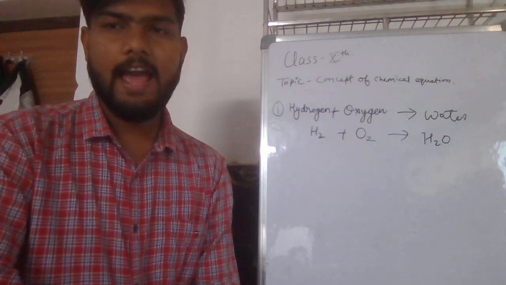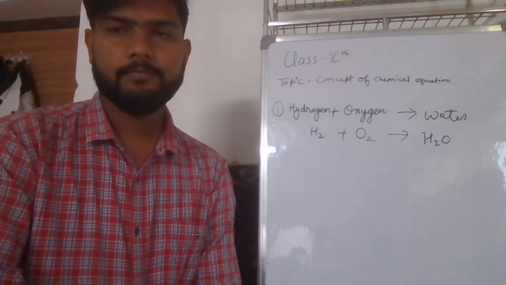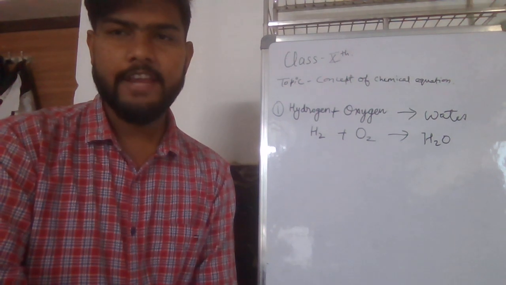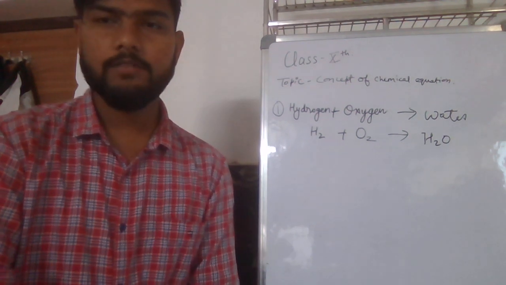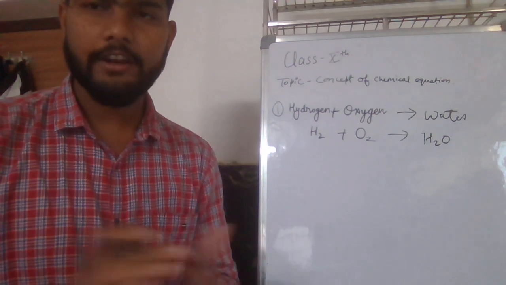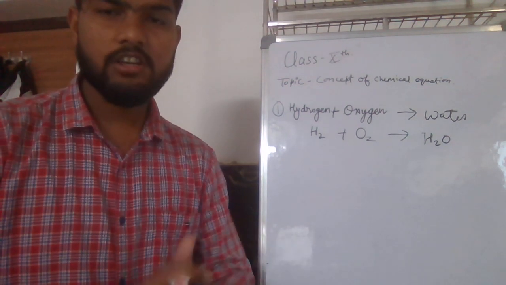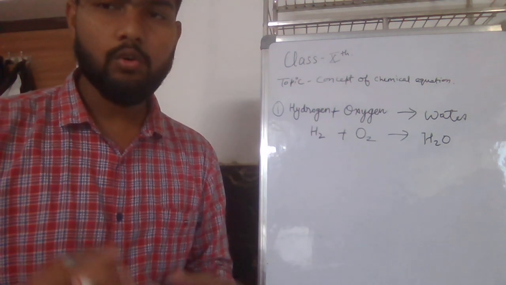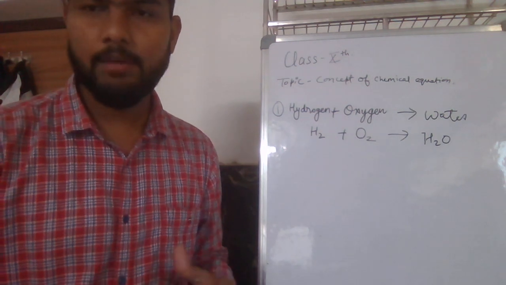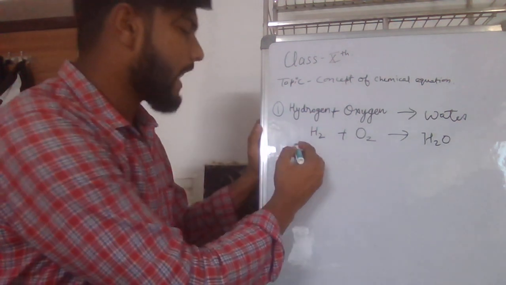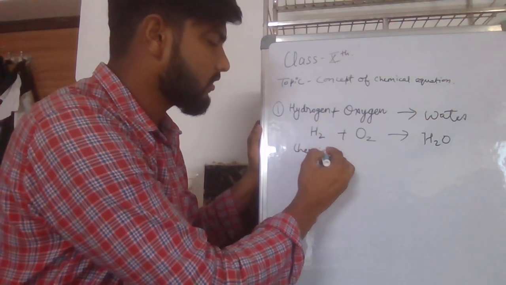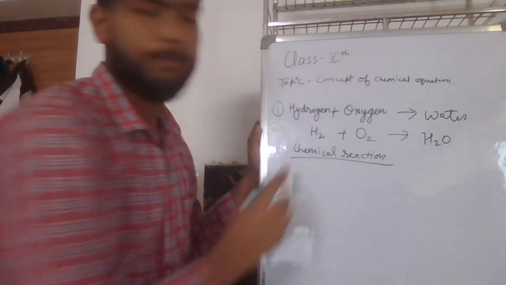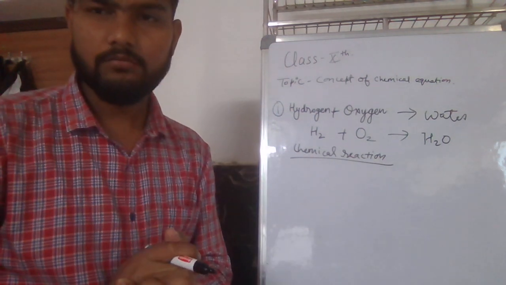Again I have a question for you: dash is the representation of a chemical reaction using symbols and formulae of the substances. What will be the answer here? As we discussed previously, we need a chemical equation to represent a chemical reaction using symbols or formulae of substances. So the answer will be chemical reaction. Okay, moving to the next question.